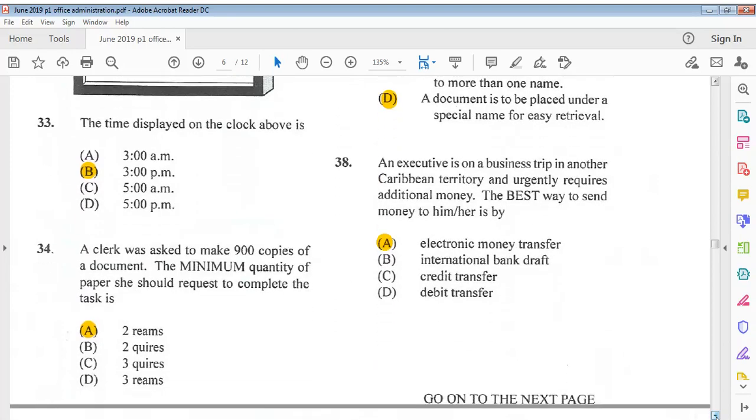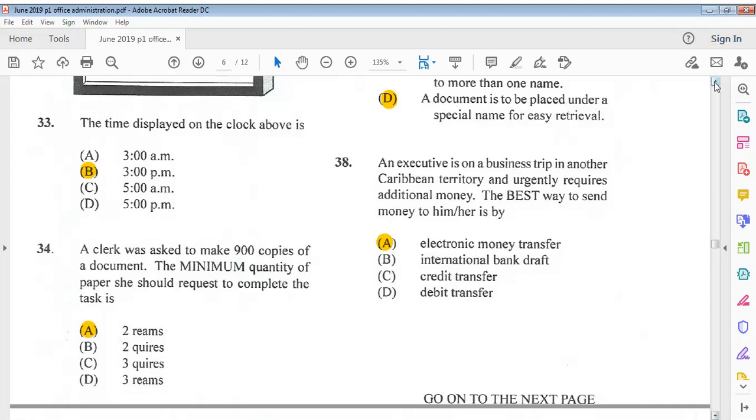Let's move on to 34. A clerk was asked to make 900 copies of a document. The minimum quantity of paper she should request to complete the task is A, 2 reams, B, 2 quarts, C, 3 quarts, or D, 3 reams. We know it would be A, 2 reams, because we know that 1 ream consists of 500 copies. So you would need 2 reams.